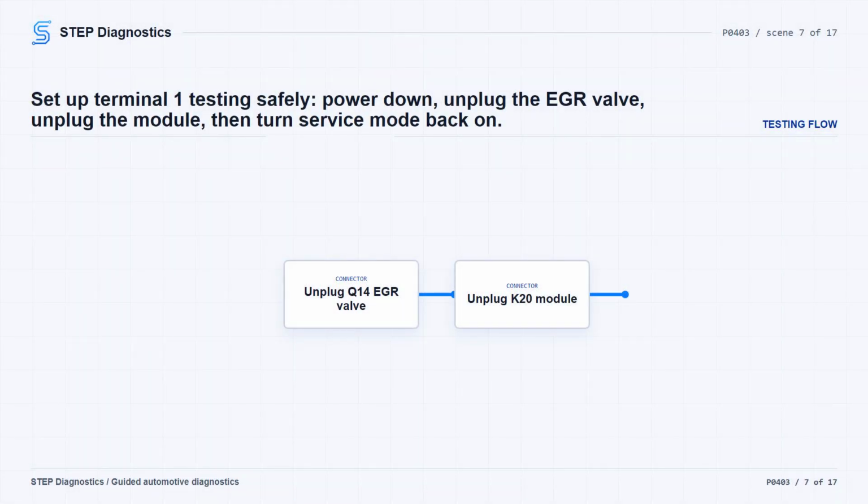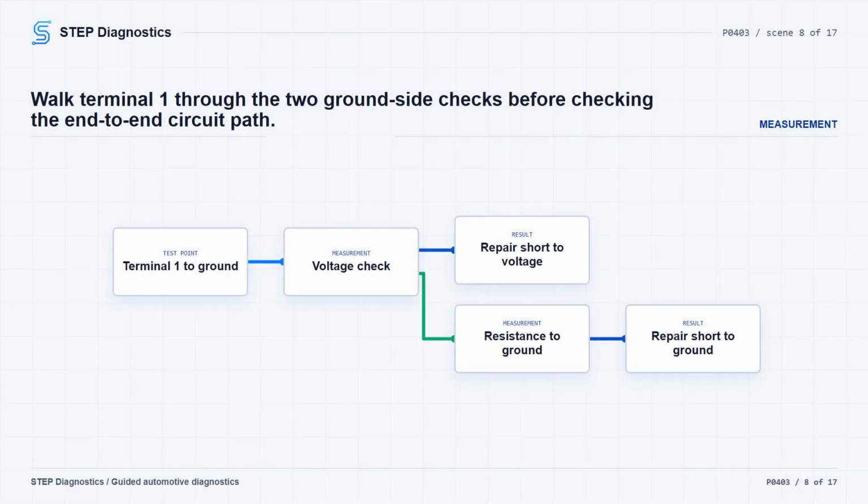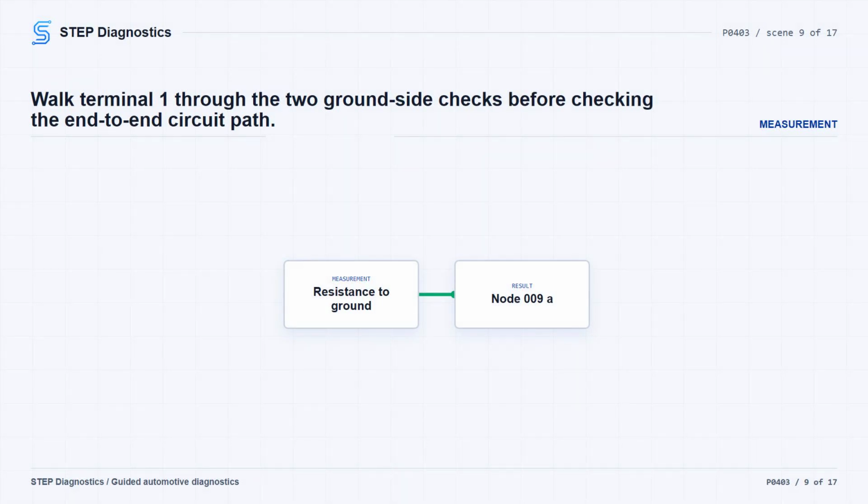For circuit testing, turn the ignition, vehicle, and all vehicle systems off. Disconnect the EGR valve electrical connector. Then disconnect the engine control module electrical connector. Turn the ignition on with the vehicle in service mode. At control circuit terminal 1 on the component harness, test to ground for less than 1 volt. If you see 1 volt or greater, repair the short to voltage on that circuit. If voltage is below that limit, test terminal 1 to ground for infinite resistance. If it is less than infinite resistance, repair the short to ground.